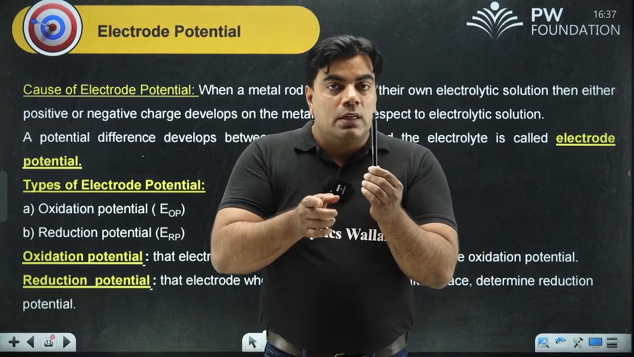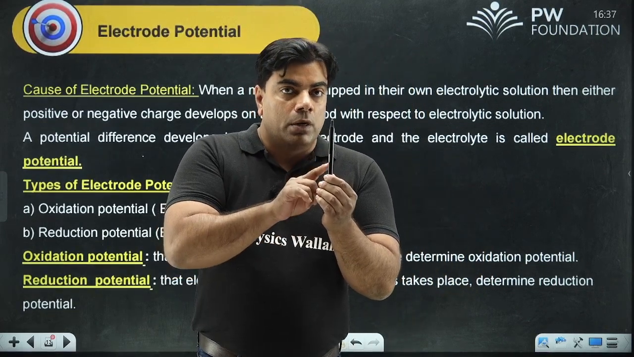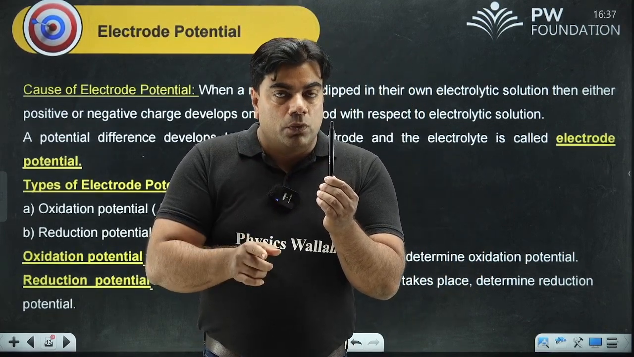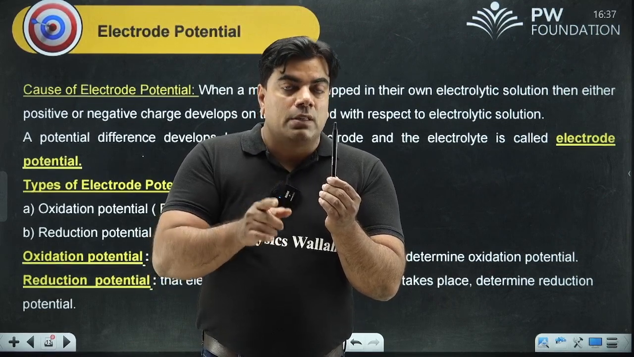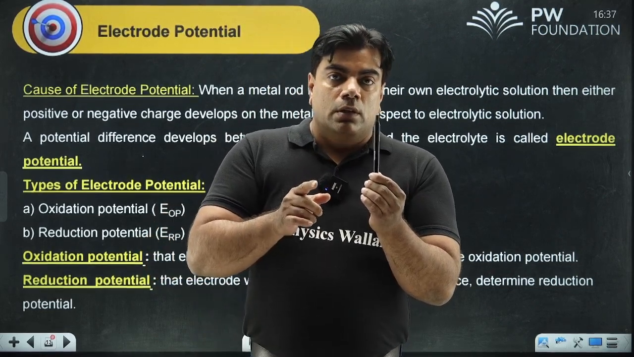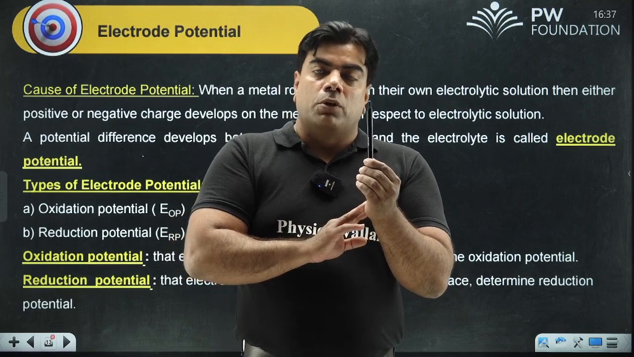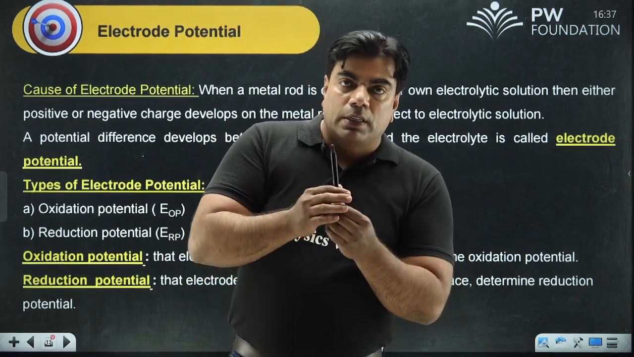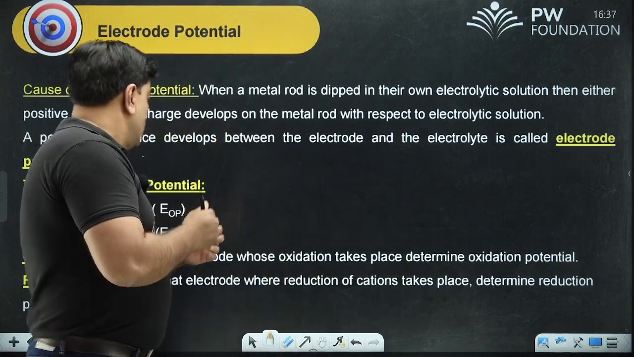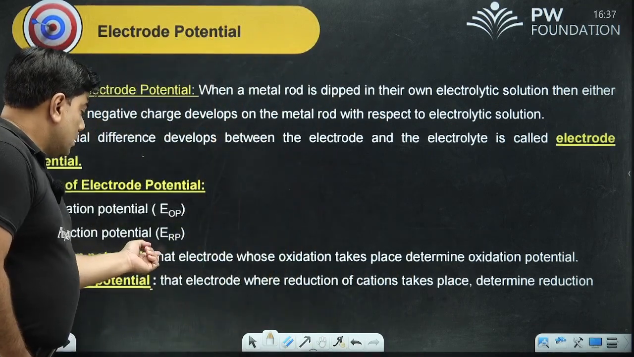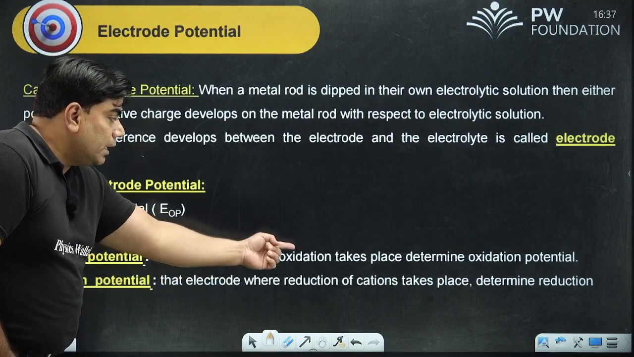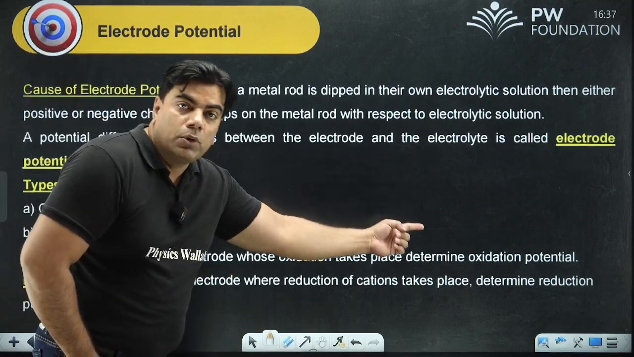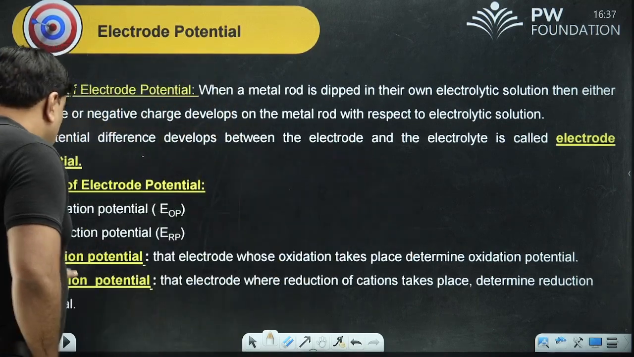Therefore, a potential difference develops between the copper rod and aqueous CuSO4. This potential difference is called oxidation potential, which is a type of electrode potential. Listen to this: that electrode whose oxidation takes place determines oxidation potential. What is reduction potential?